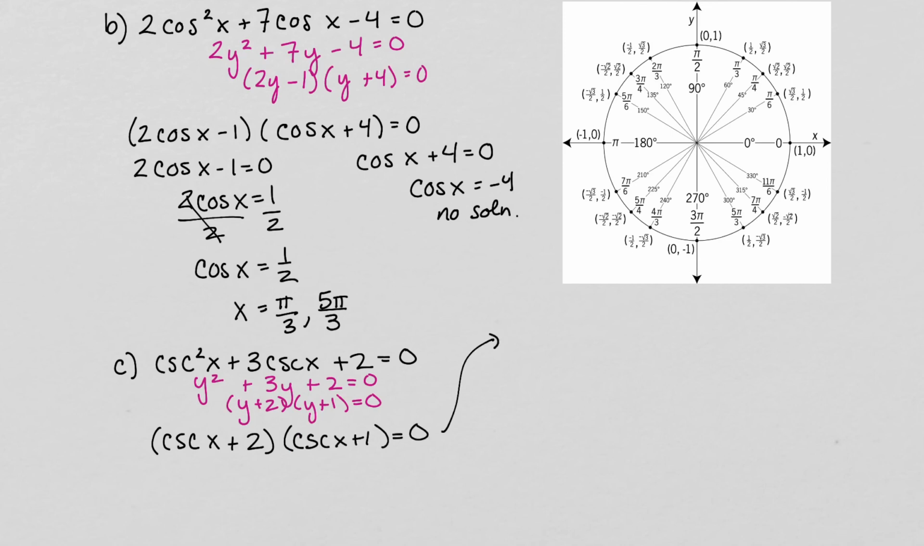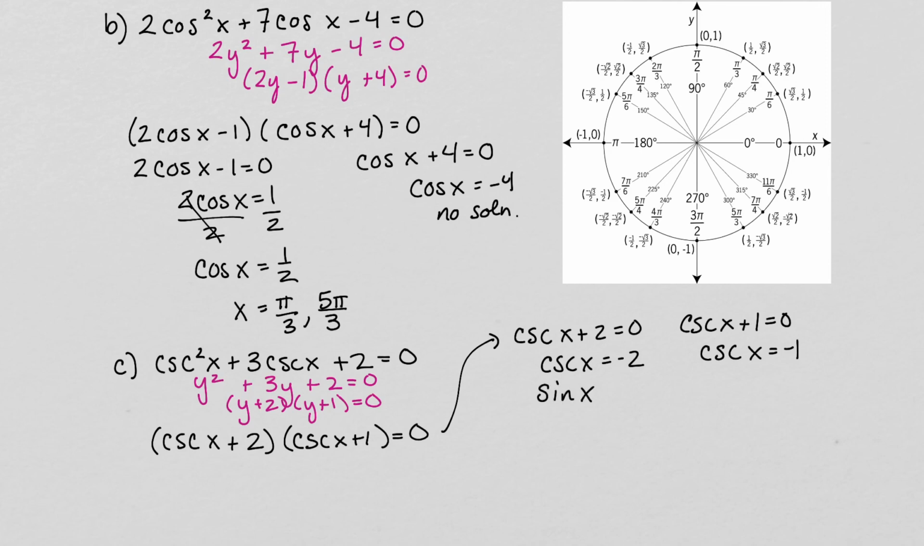And then I'll come over here. We need to set each of those pieces equal to 0. So cosecant x plus 2 equals 0 tells us the cosecant of x is equal to minus 2. Cosecant of x plus 1 equals 0 tells us the cosecant of x is equal to minus 1. And so now we just have to figure out where that happens. Remember, cosecant is 1 over the sine, so this is really saying that the sine of x is equal to minus 1/2, and the sine of x is equal to minus 1.